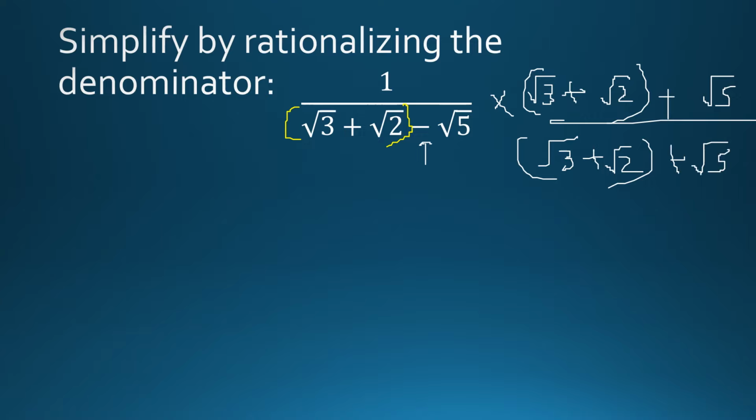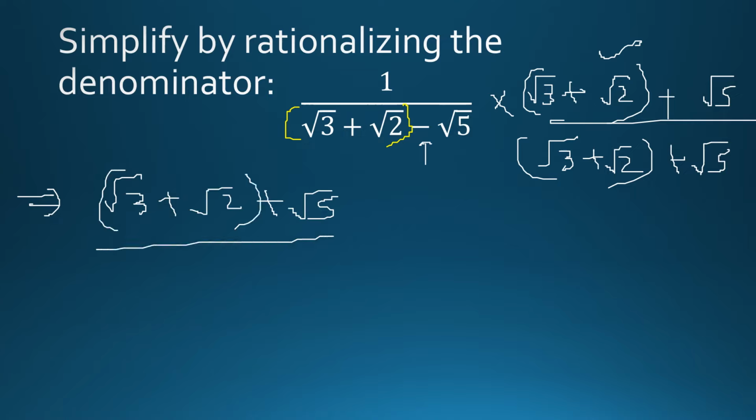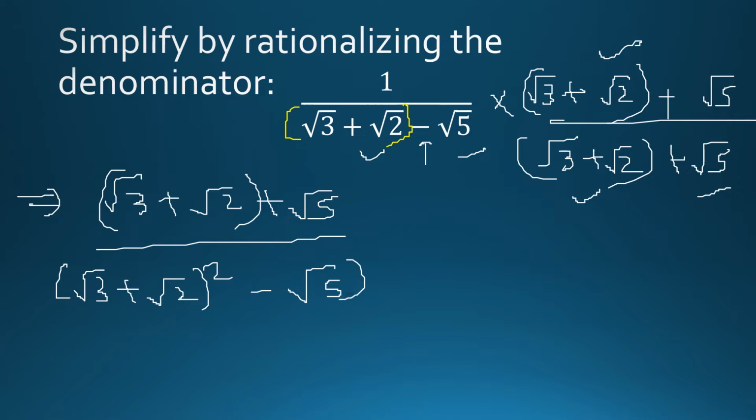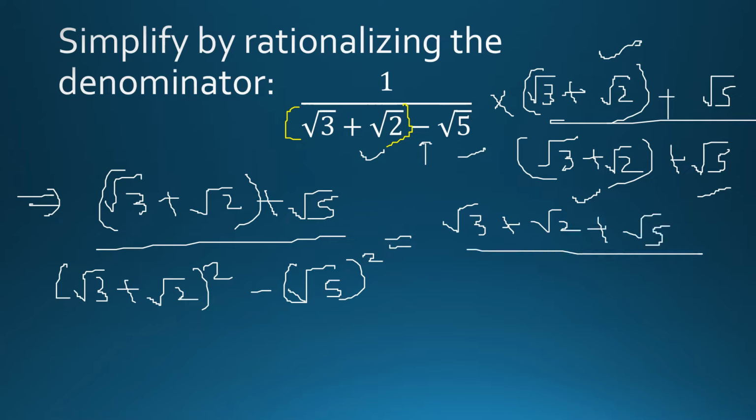So far so good? Okay. Now if you multiply this value with 1, you will get this value only, root 3 plus root 2 plus root 5. Now in the denominator, it is a minus b, a plus b, so it will be a square minus b square. In the numerator you cannot solve it further because all of the surds are different, right? 3, 2, 5, all numbers are different. Roots can only be added and subtracted if they have the same base value.